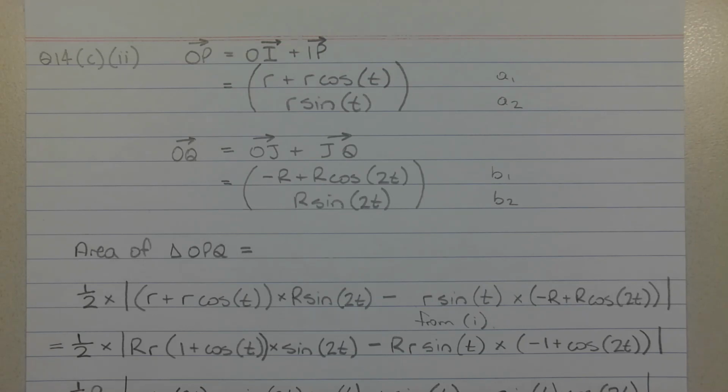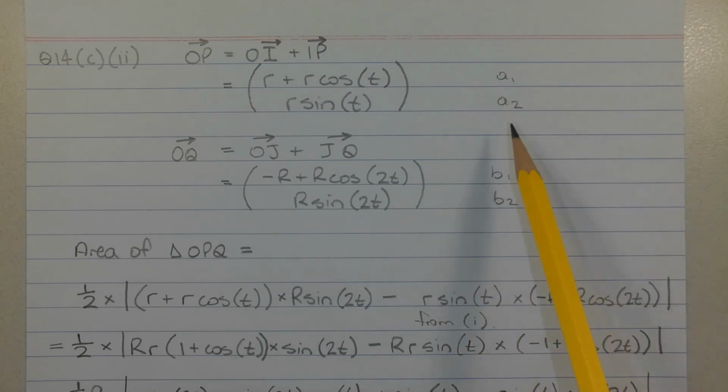Before we can come up with an expression for the area of triangle OPQ, we need to express vectors OP and OQ in component form. Now, vector OP is equal to vector OI plus vector IP, and in component form, that's r plus r cos t for the horizontal component and r sin t for the vertical component, and I've labeled them A1 and A2. Now, vector OQ is equal to vector OJ plus vector JQ, and in component form, that's negative capital R plus capital R cos 2t for the horizontal component and capital R sin 2t for the vertical component. And I've labeled those B1 and B2.